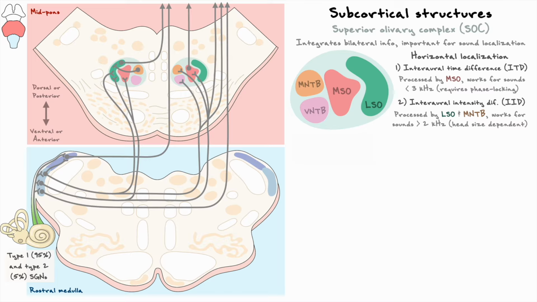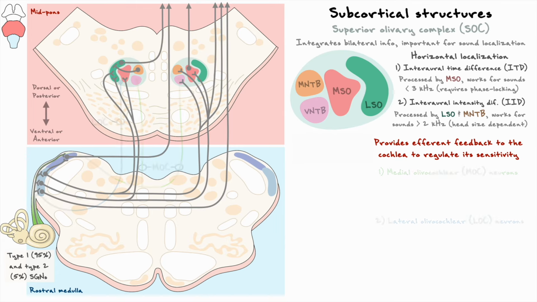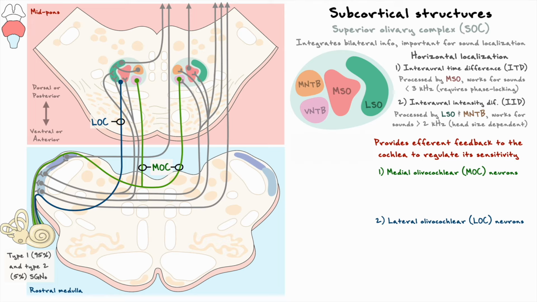Now, the final topic I want to mention with respect to these two cross-sections is that the superior olivary complex provides efferent feedback connections to the cochlea to regulate its sensitivity. These feedback connections primarily originate from two distinct populations, the medial and lateral olivocochlear neurons, or MOC and LOC respectively. MOC neurons innervate bilateral outer hair cells, and this connection primarily serves to modulate cochlear amplification that the outer hair cells provide.